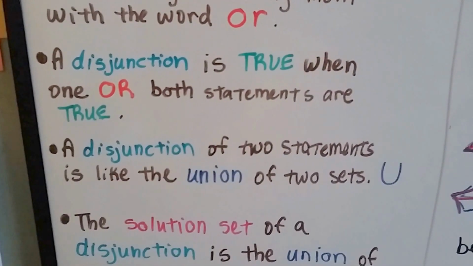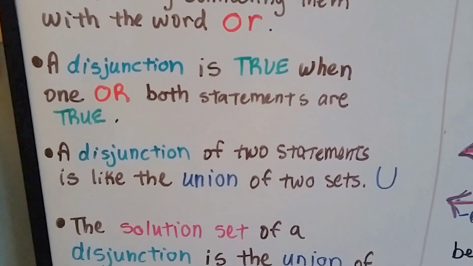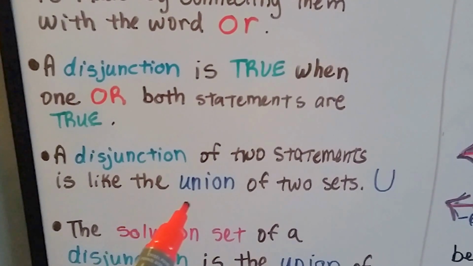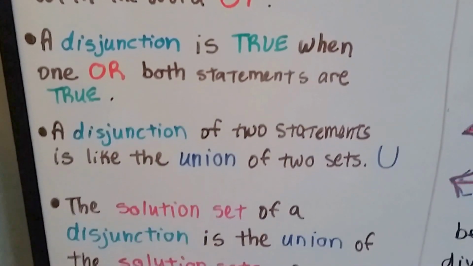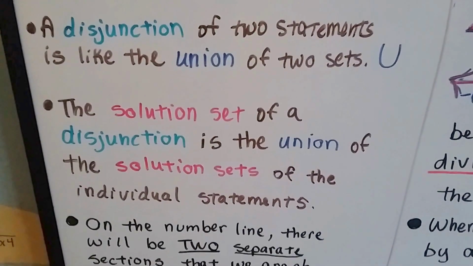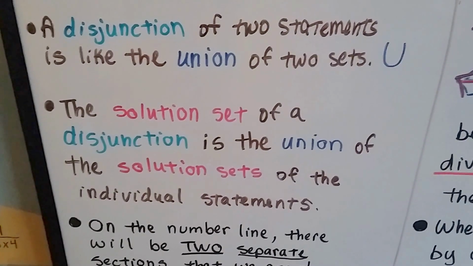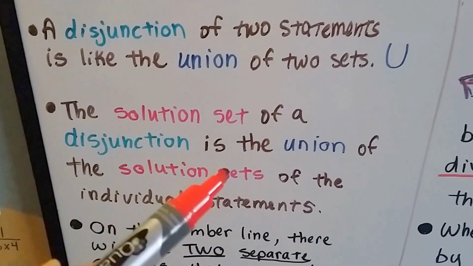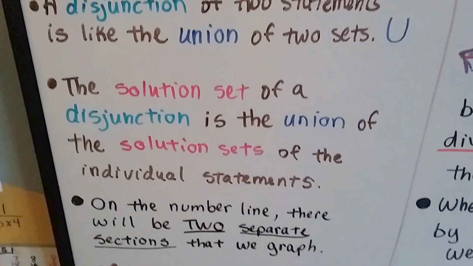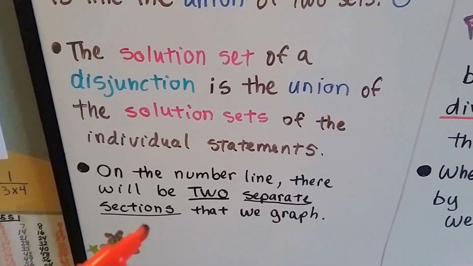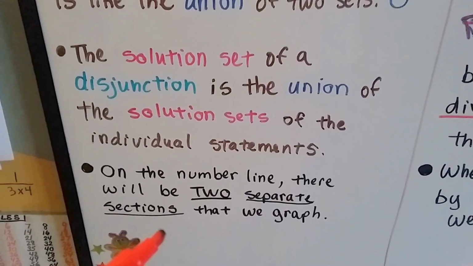A disjunction of two statements is like the union of two sets. So we have our union sign here. Remember, a conjunction was like an intersection of two sets? The solution set of a disjunction is the union of the solution sets of the individual statements. So it's what's in one or both. On the number line, when we graph it, there will be two separate sections that we graph.